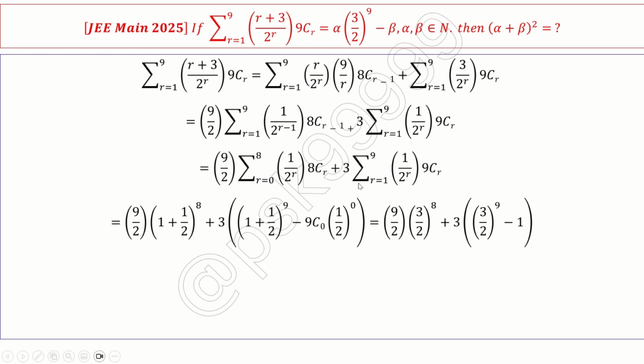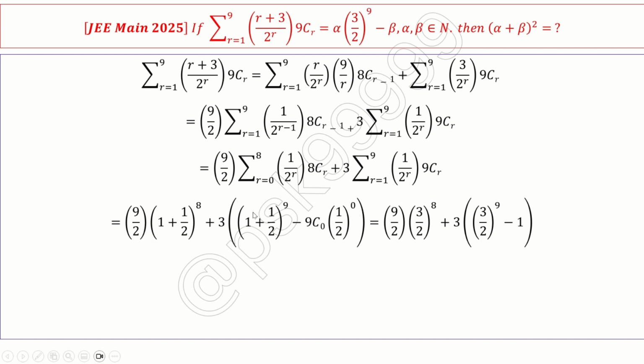Here the only difference is that the other one starts with r equal to 0 to 8, but here I am starting with r equal to 1. The only thing missing is the first term, 9C0 times 1 to the power of 9. Which I am adding and subtracting, so that I will get this one, (1 plus 1 by 2) whole to the power of 9, with the term 9C0 into (1 by 2) whole to the power of 0.